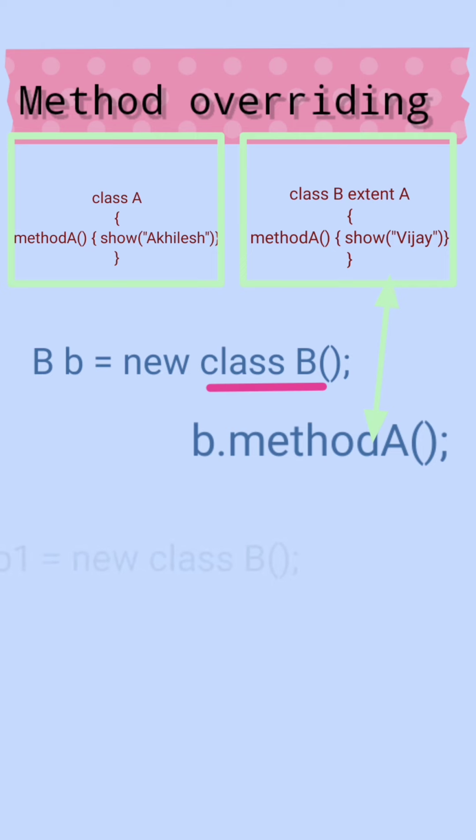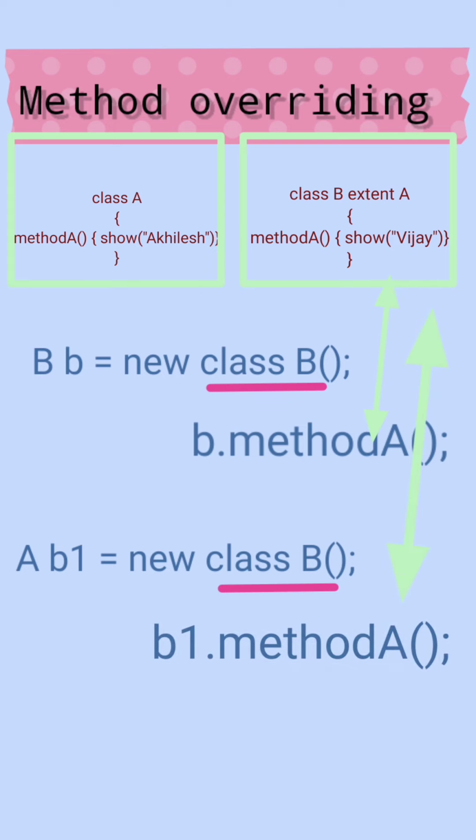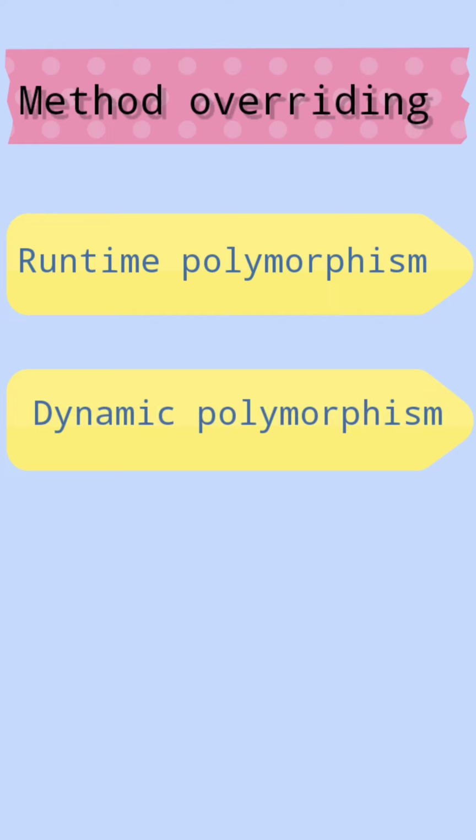Let us take another example. We have an object B1 of reference type A and a runtime object of type B. So when we call B1.methodA, it will call the method from class B only. Method overriding is also known by three names, that is runtime polymorphism, dynamic polymorphism, and the last one is late binding.